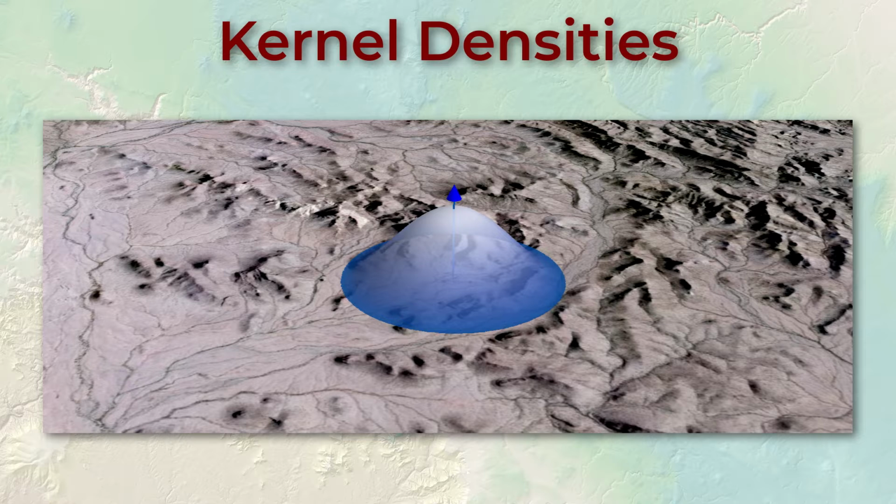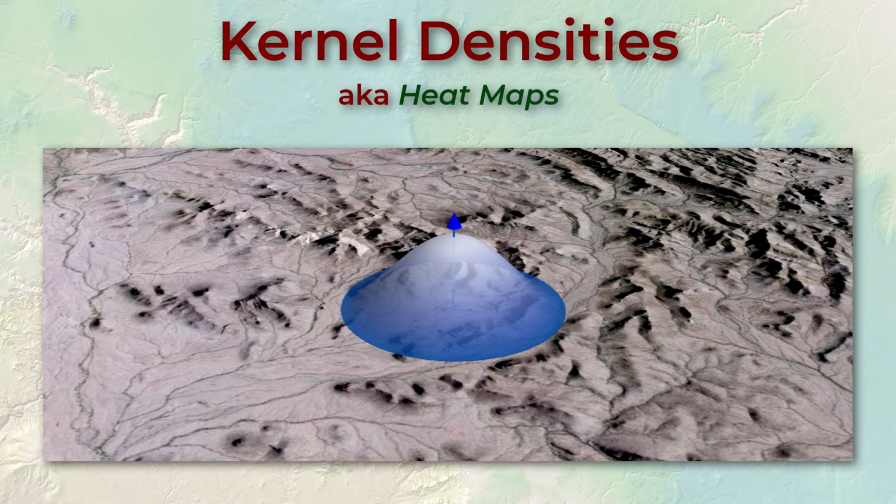Now, like in so many things in GIS, this concept could probably have been given a more intuitive name. And in fact, in the real world, most people call kernel density surfaces heat maps. This might convey the concept a little better. But we'll use the technical terminology in this lab, so kernel densities it is.